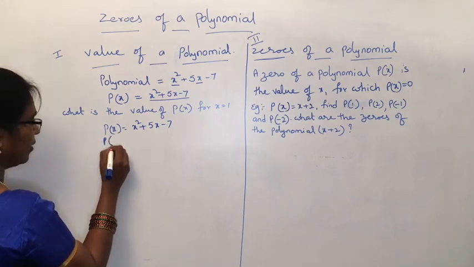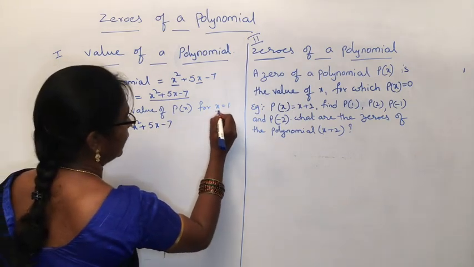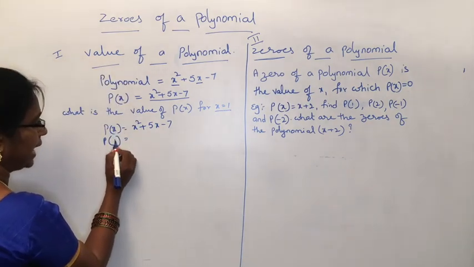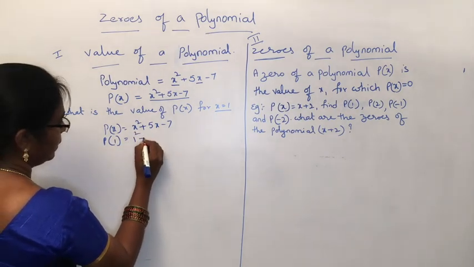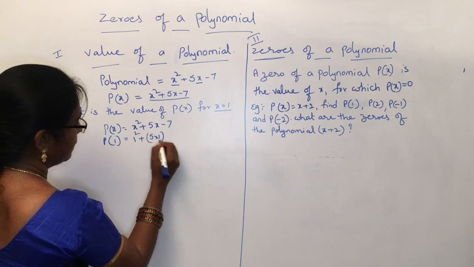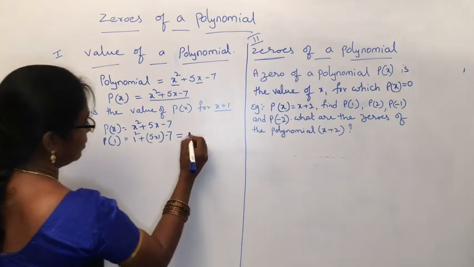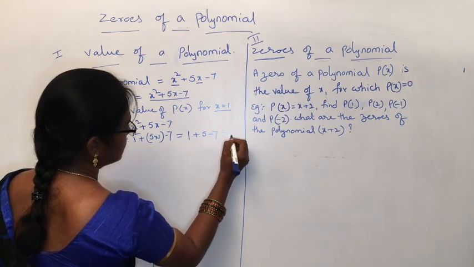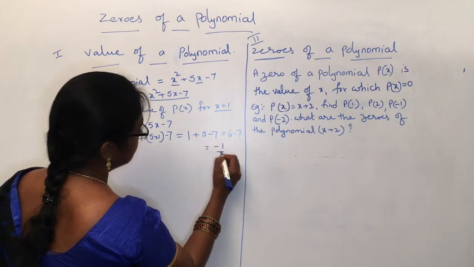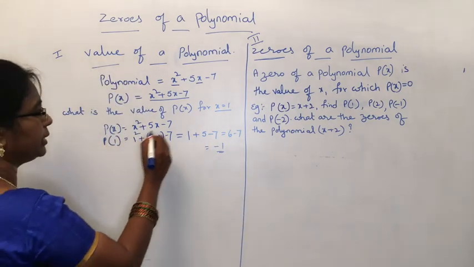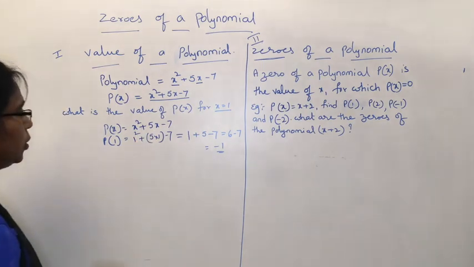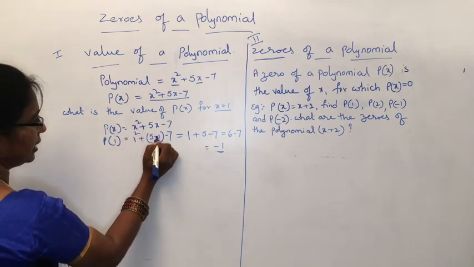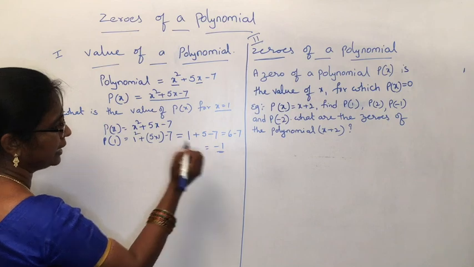Now P of x is equal to x square plus 5x minus 7. Now P of 1, because we want the value for x is 1, we substitute x as 1. Then 1 square plus 5 into 1 minus 7 is equal to 1 plus 5 minus 7, is equal to 6 minus 7, is equal to minus 1. Then what is the value of this polynomial for x is 1? Minus 1. How? First we substitute 1 instead of x. Then 1 square plus 5 into 1 minus 7. Then if you simplify you will get minus 1.